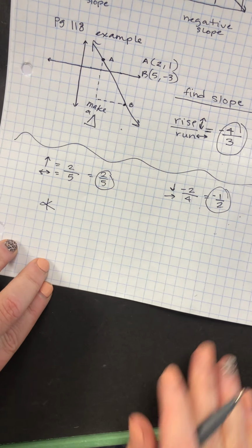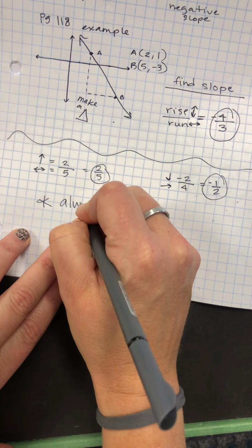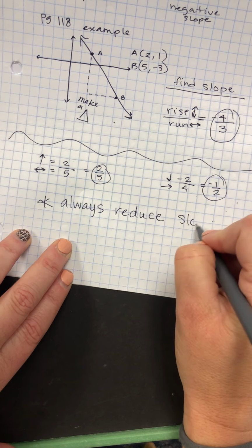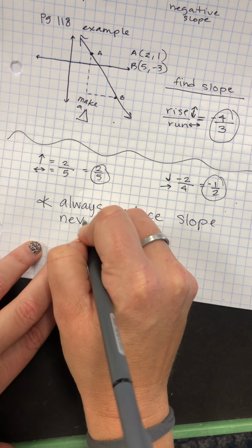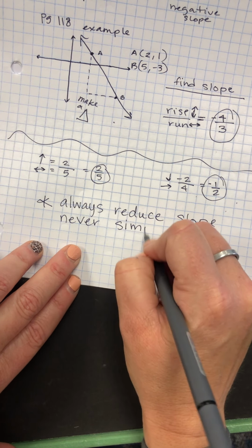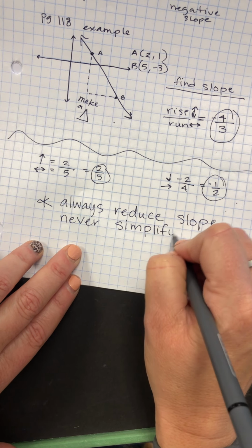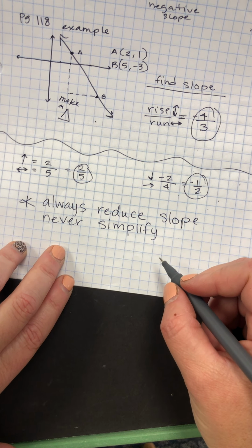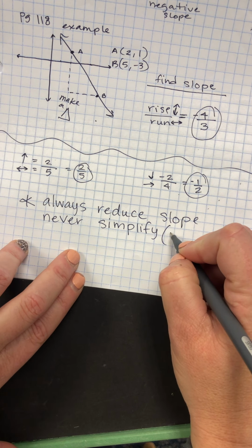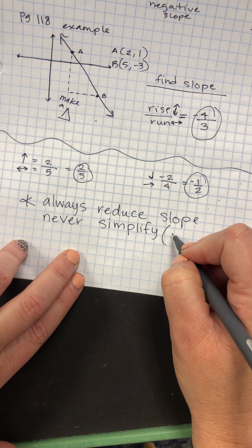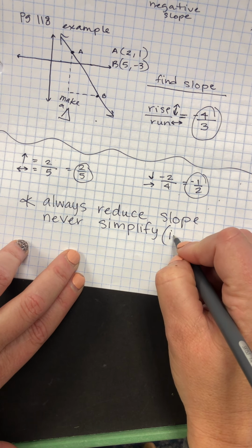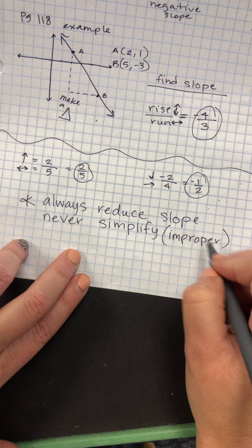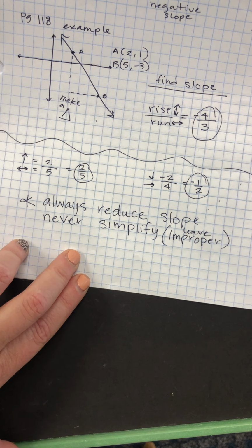So let's write ourselves a note. In our notes, always reduce slope, never simplify. What's the difference between the two? Don't they mean the same thing? When do we use simplify? One is converting, or what's that word? Mixed number. Right, we don't want a mixed number. So we're going to leave it improper.